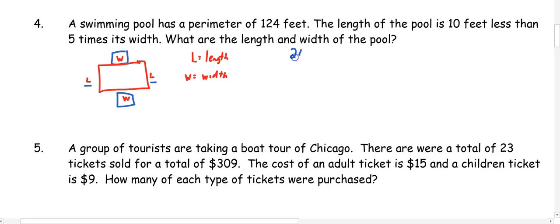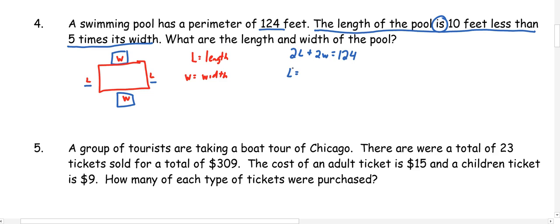So we're going to say 2L plus 2W equals the perimeter of 124 feet. Then we have this sentence that gives us a relationship. The length of the pool is 10 less than 5 times its width. So the length is... whatever's before is going to be on one side of the equal sign, and whatever's after is on the other side. So the length is L equals 10 less than 5 times its width.